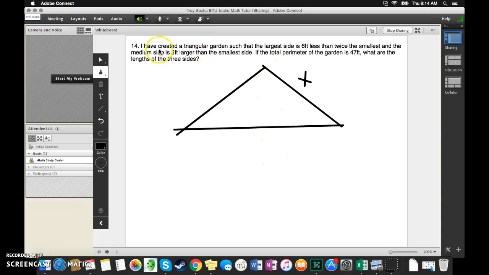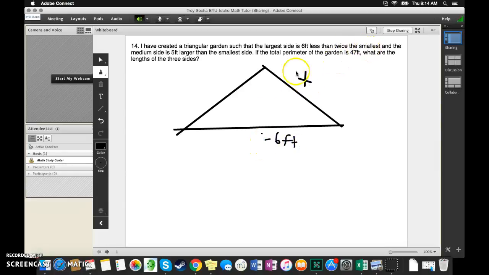Now let's read through it again. I have created a triangular garden, so triangle garden, such that the largest side is 6 feet less. So that's something. The largest side, so this side right here, is 6 feet less. So minus 6 feet. Less means minus.